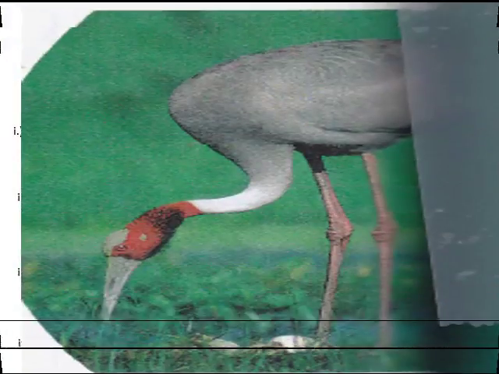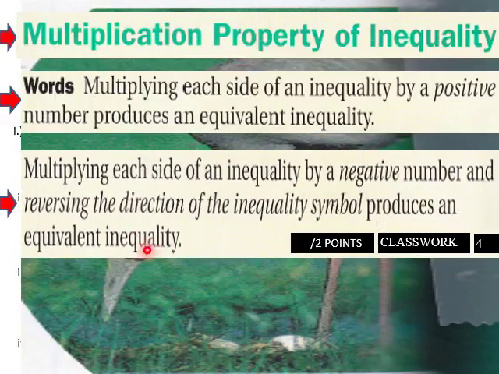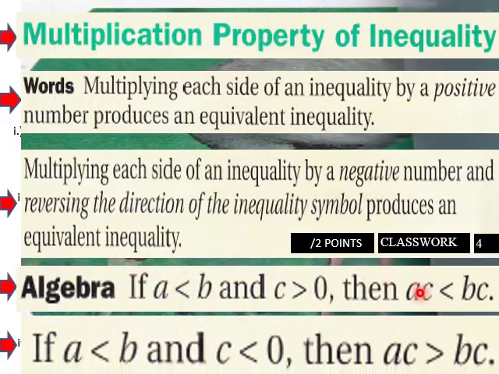Okay, so the rules for solving inequalities. Multiplying each side of an inequality by a positive number produces an equivalent inequality. Multiplying each side of an inequality by a negative number and reversing the direction of the inequality symbol produces an equivalent inequality. So if A is less than B and C is greater than 0, then AC is less than BC. But if A is less than B and C is less than 0, then AC is greater than BC. So when we multiply by a negative number here, it changes the direction of the sign.